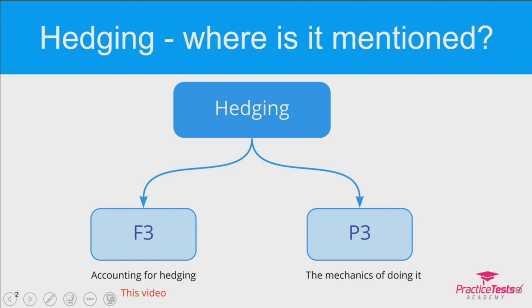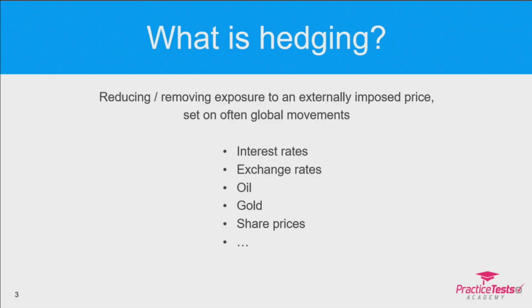Hedging is covered in two places in the CIMA syllabus. There's some in F3 and there's some in P3. The P3 side of things is the mechanics of actually undertaking a hedge, so it's when the cash flows, working out the profits or losses and the net position. Those kinds of numbers all come up in P3. F3, which is what this video is about, is more to do with the accounting side of things. So it's looking at the accounting standards as to how we reflect hedging transactions in the financial statements. That's what we're going to be focusing on here.